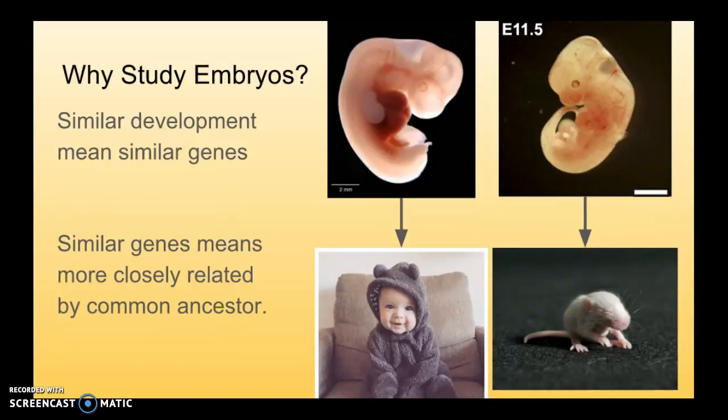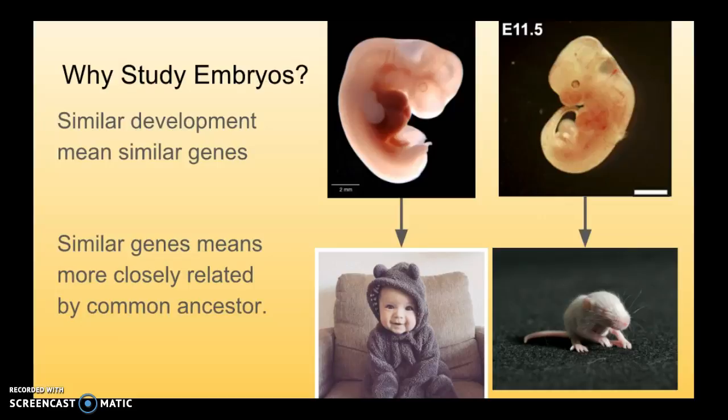So in the beginning of the embryo stages, they have really similar development, and this means they have really similar genes. If you take a look at these two embryos, one is a mouse and one is a human. These similar genes mean they're more closely related by a common ancestor. In those early stages, the same genes are being used. Those are the ones that are turned on. They're working. They're saying build a head, build legs, build a spinal cord.